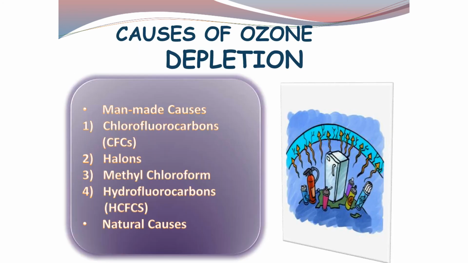Now, causes of ozone depletion. First is man-made causes. Man-made causes are chlorofluorocarbons, halogens, methyl chloroform, and hydrochlorofluorocarbons, HCFCs. This is a short form. And then natural causes. These are the causes of ozone layer depletion. Ozone hole and its causes.